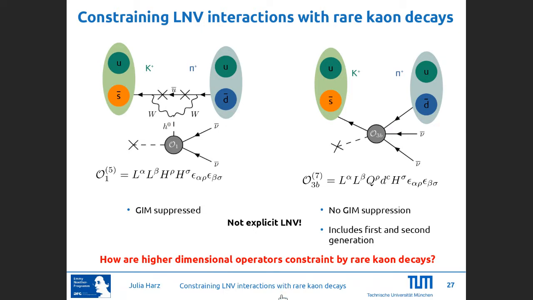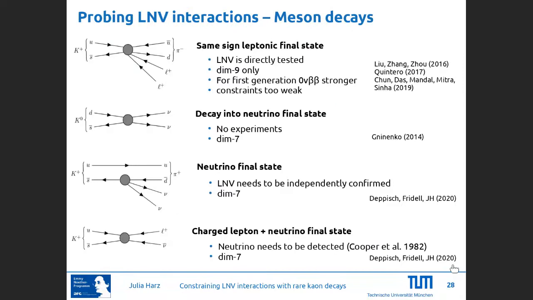So then let's ask the question: how are higher dimensional operators constrained by these meson decays? For example, we can have the same sign leptonic final state. You might wonder why I did not mention the same sign leptonic state from the beginning, because there we could actually know that we have lepton-number violation. The reason is that even though we would test lepton-number violation directly, the constraints are extremely weak in contrast to neutrinoless double beta decay, because here the 9-dimensional operator is the one that is underlying.